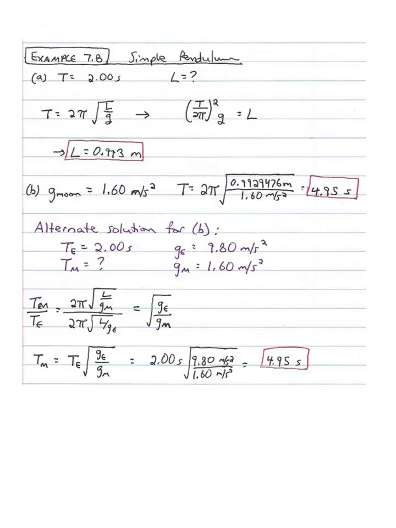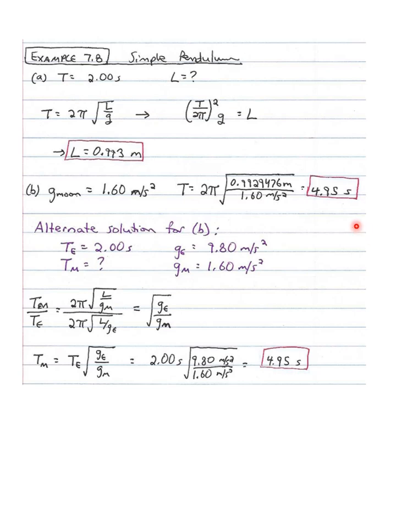Let's look at an example that's in the book. This is example 7-8. It says, how long should a simple pendulum be so that its small oscillation period is 2 seconds? And then, if you took this pendulum to the moon, where g on the moon is only 1.60 meters per second squared, what would its period be there?